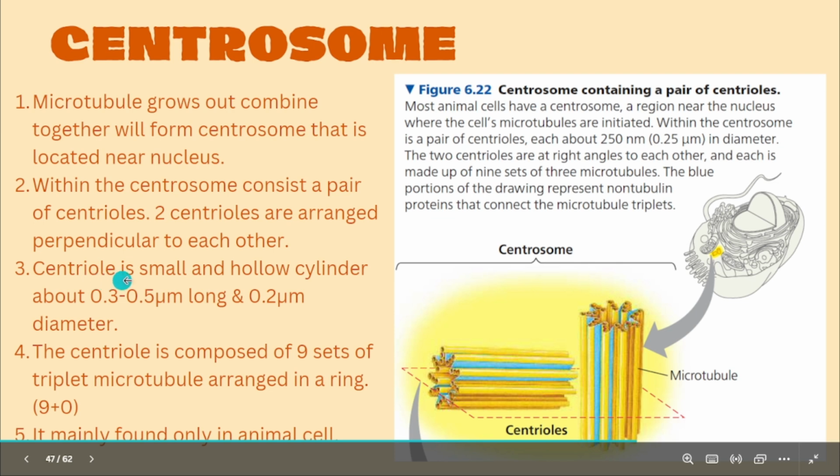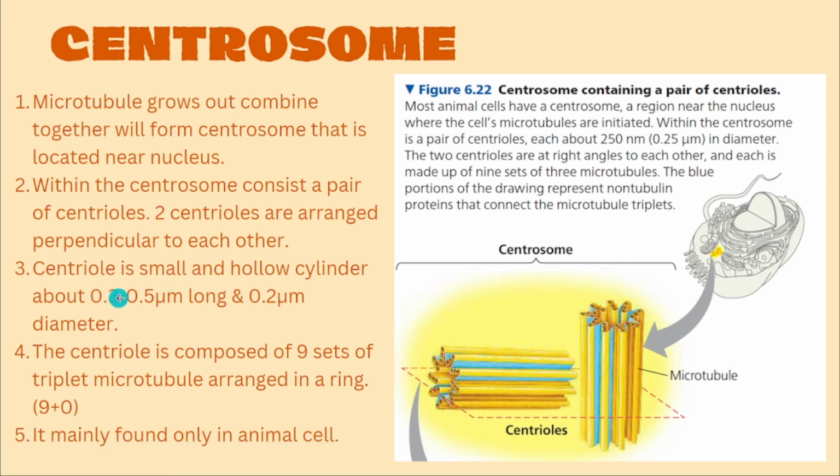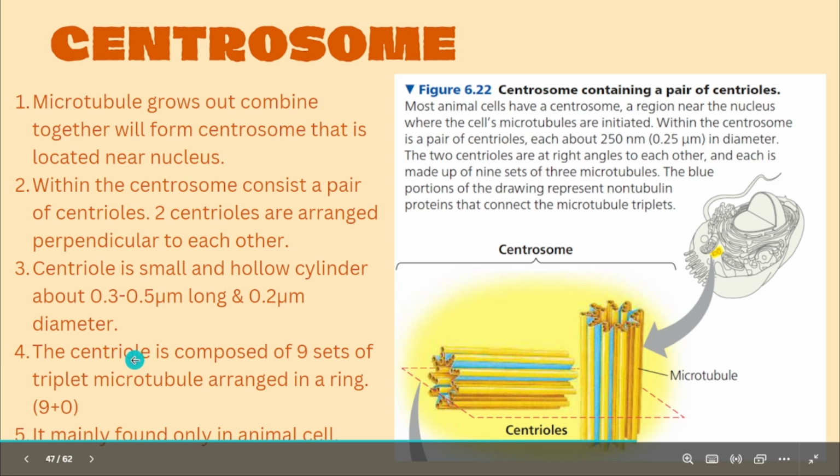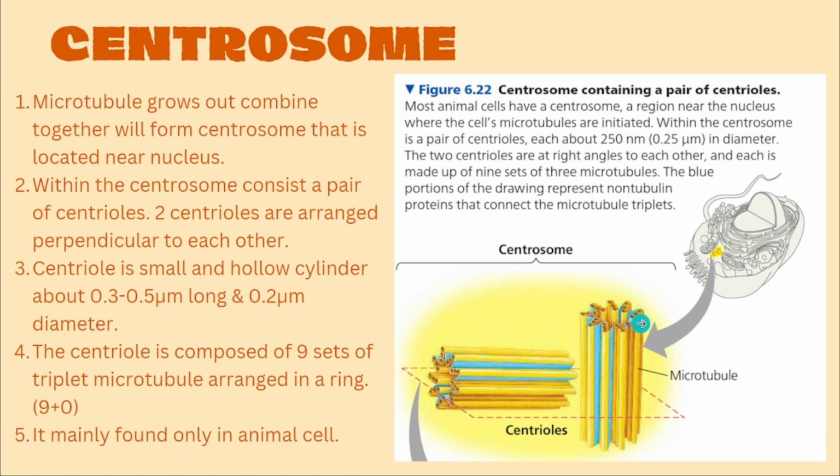Normally the centriole is very small and hollow, about 0.5 micrometer long and 0.2 micrometer in diameter. And number 4, which is very important that I need to mention, is the 9 plus 0. The arrangement of the microtubules in the centriole is 9 plus 0.